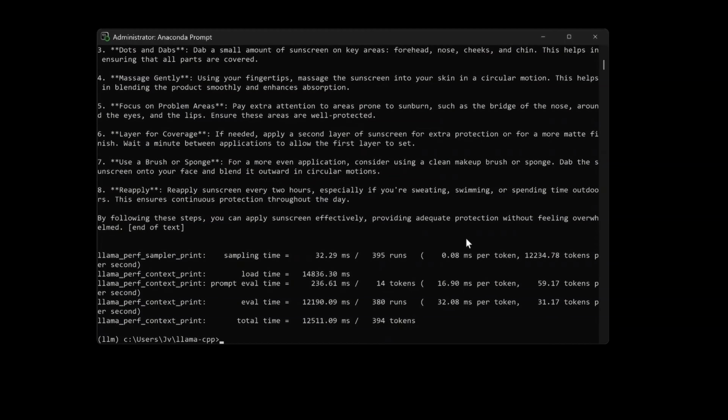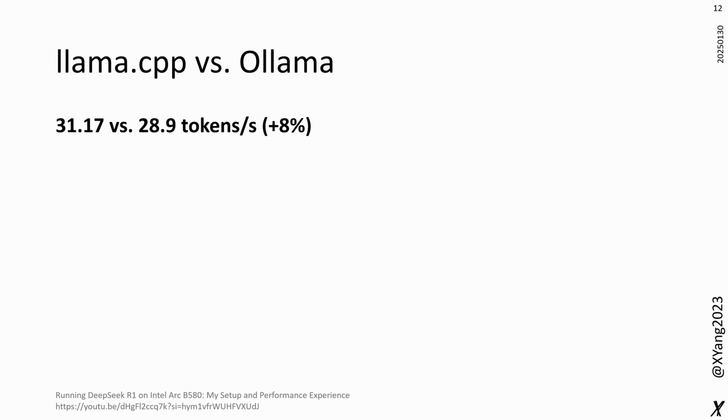After the run finished, as seen in the eval time log, the tokens per second rate was 31.17. Running the same model on llama.cpp gave me an 8% performance improvement, with tokens per second increasing to 31.17 from 28.9, compared to when Ollama was used to run the model. For reference, please check my previous video, where I ran the same model using Ollama.